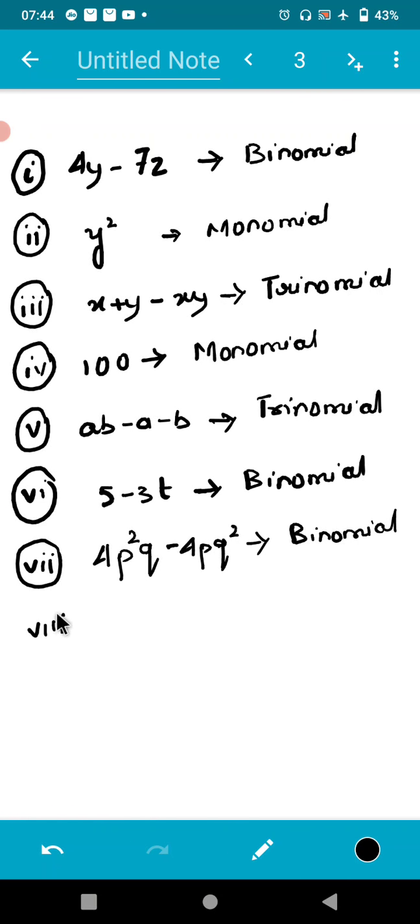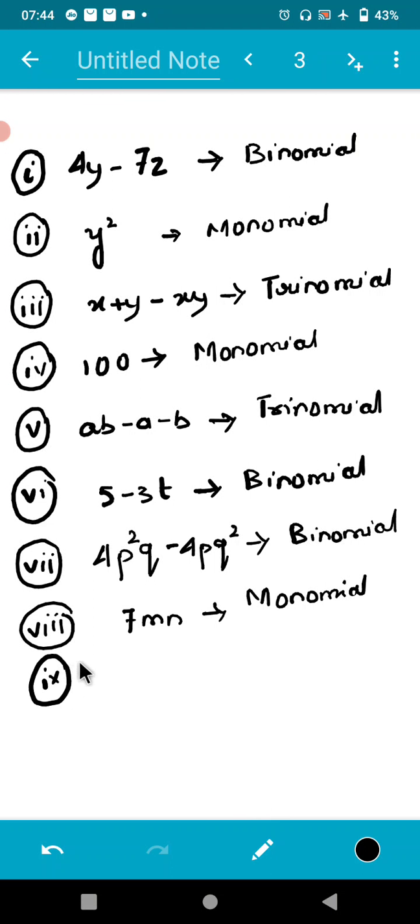Now let's see sum number 8. We have 7mn. How many terms are there? Only one. So we'll write monomial. How many more sums do we have? 4 sums. Okay, now 9. I will do only up to 10. The rest, 11 and 12, I guess you can do by yourself. Now sum number 9, we have z square minus 3z plus 8. So this is trinomial. All the terms have different algebraic factors.